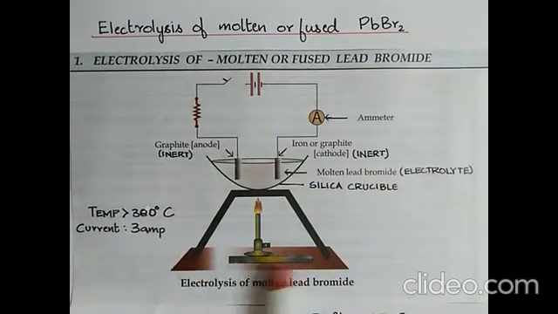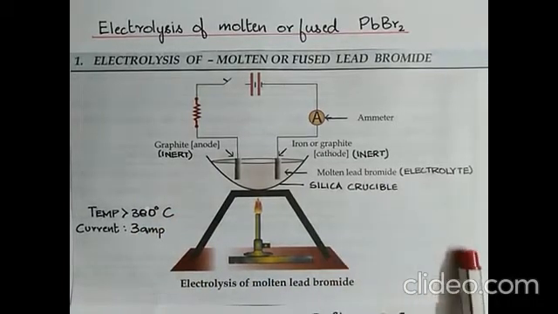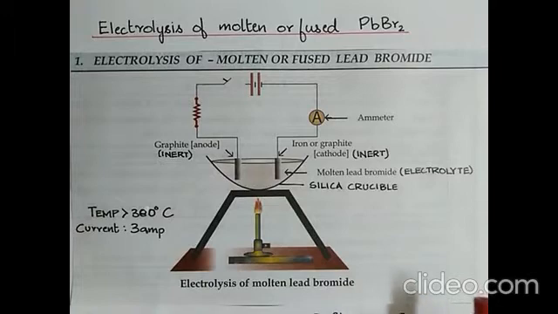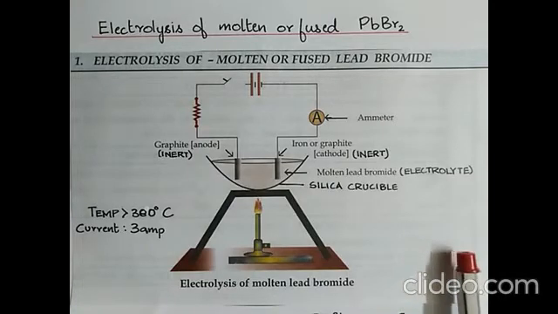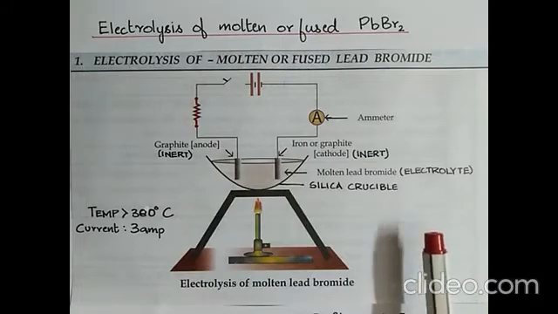Now why is this silica crucible used here? The electrolytic cell is made of silica because the crucible is non-reactive, withstands high temperature and is almost a non-conductor of electricity. Now, solid lead bromide is a non-conductor of electric current since its ions are not free. They are held by electrostatic force of attraction. Therefore, molten lead bromide is used.